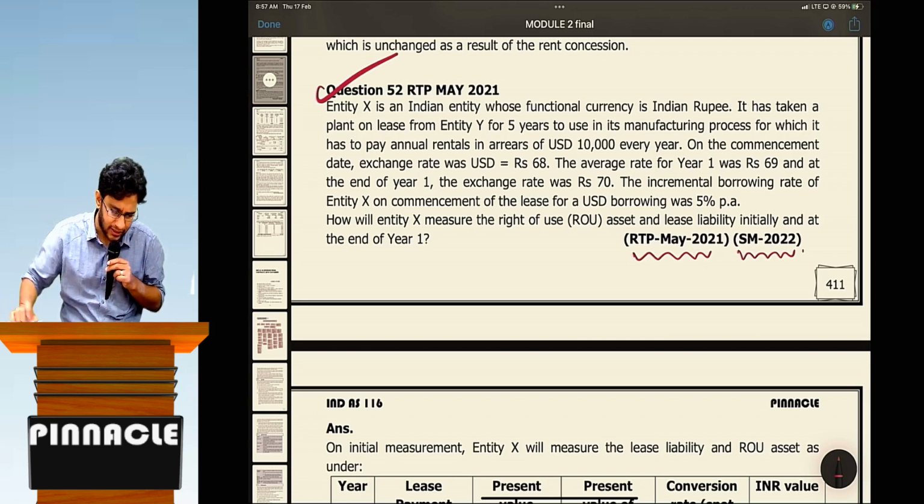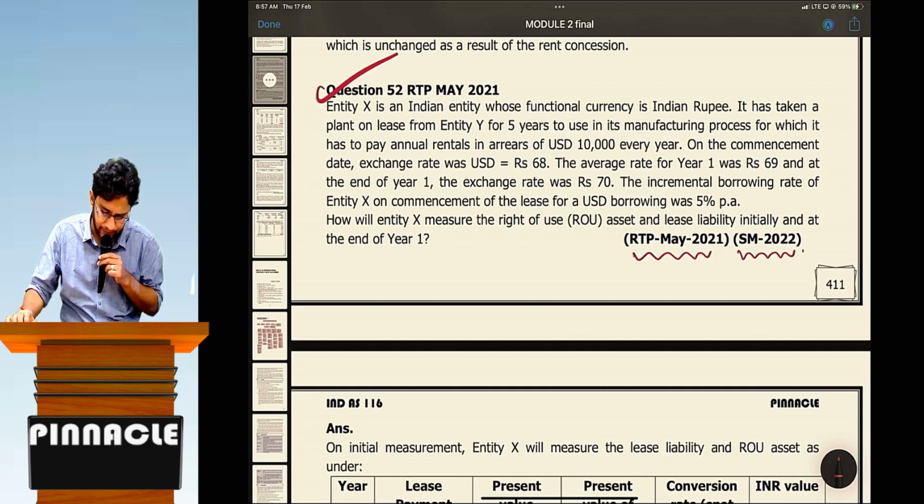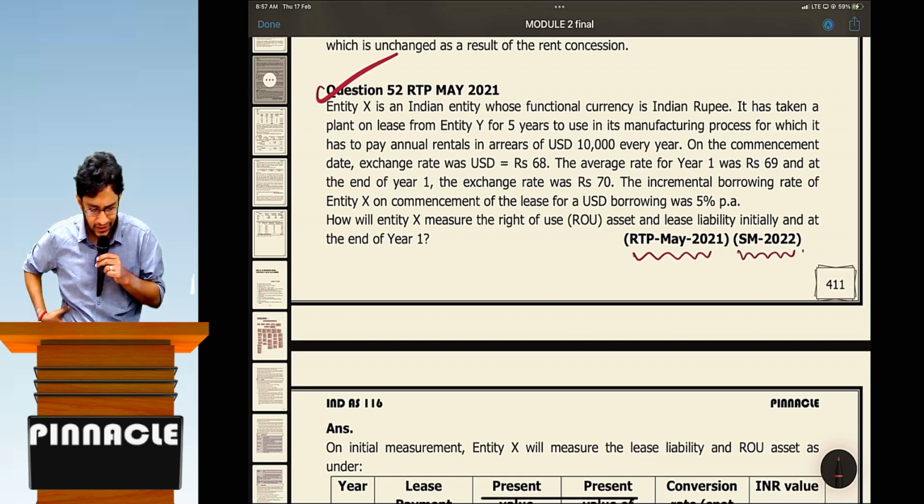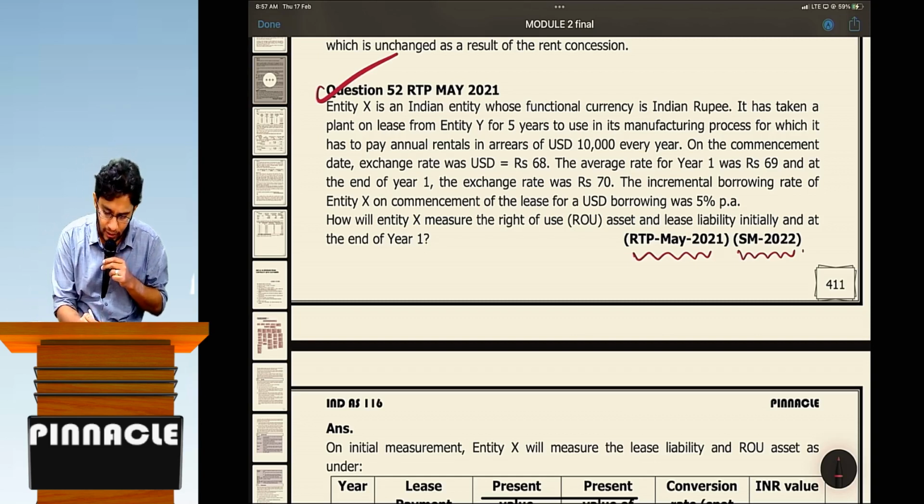On the commencement date, the exchange rate was 68 rupees. The average rate for year 1 was 69, and at the end of year 1 the exchange rate was 70. The IBR, incremental borrowing rate of entity X on commencement was 5% per annum for a US dollar borrowing.